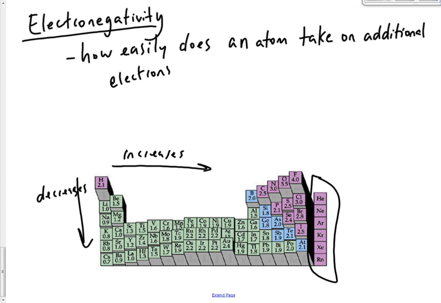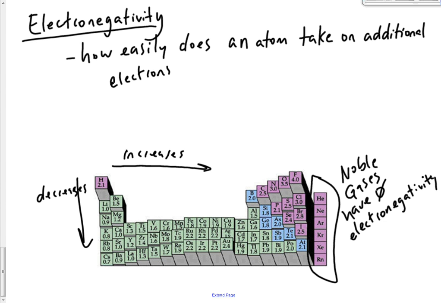These noble gases. Noble gases show no electronegativity. And why is that? Why do they not want to gain any more electrons? Because they already have 8. They already have a full valence shell, so they don't want to gain any. Okay, so it's going to be very difficult for them to do it. They have none.